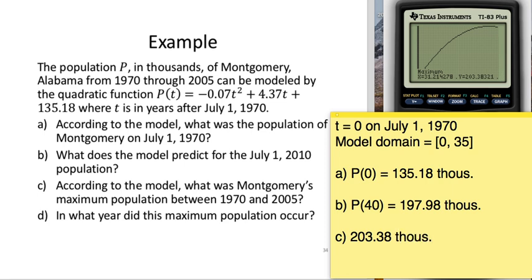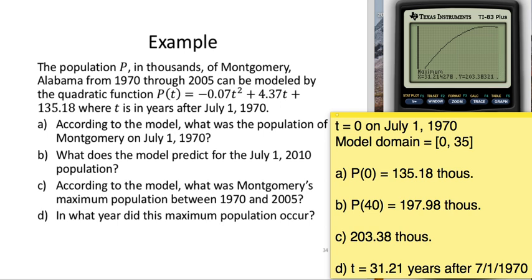Part D is asking in what year did that maximum population occur. So we're getting two answers for the price of one computation here, because t equals 31.21 years after 7/1/1970. That's when that maximum population occurred.